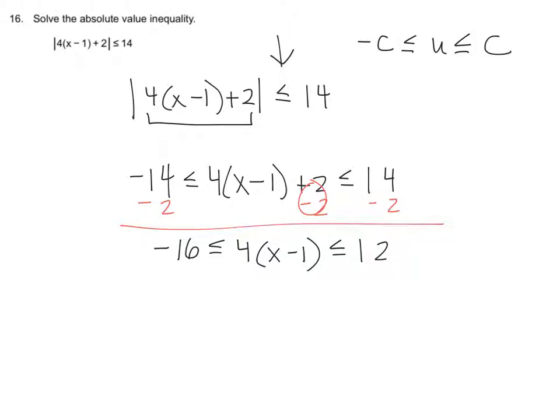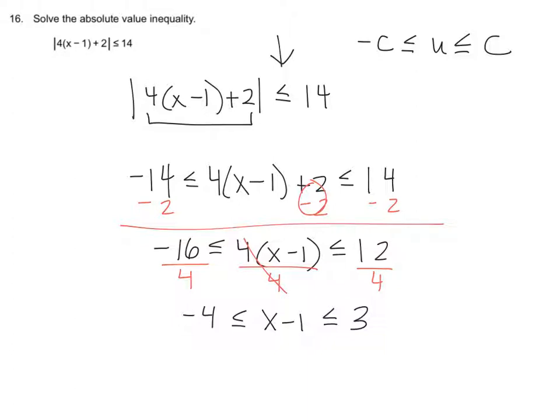Now I want to isolate the x minus 1 term, so I'll divide all 3 parts by 4. And we have x minus 1 in the middle. On the far right, we have 12 divided by 4, which is 3. And on the far left, I have negative 16 divided by 4, which is negative 4.